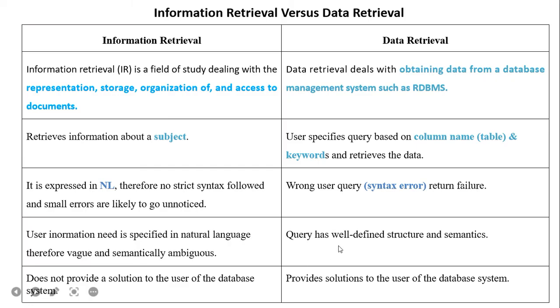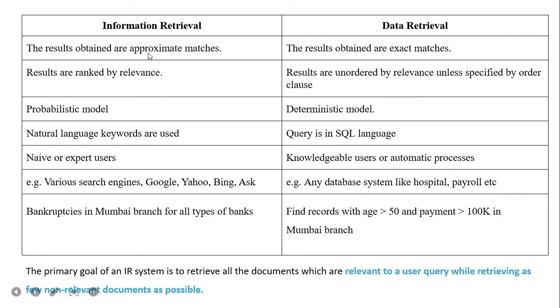In data retrieval, the query has well-defined structure and semantics, and it provides a solution to the users of the database system. In IR, the results obtained are approximate matches, because we get results which are a combination of true positives and false positives also. In data retrieval, the results obtained are exact matches. In IR, results are ranked by relevance, because users are interested in finding the most relevant documents. In data retrieval, results are unordered by relevance unless specified by the order clause in a query.